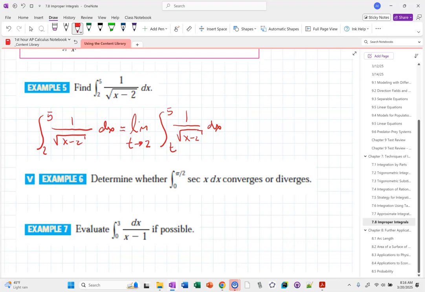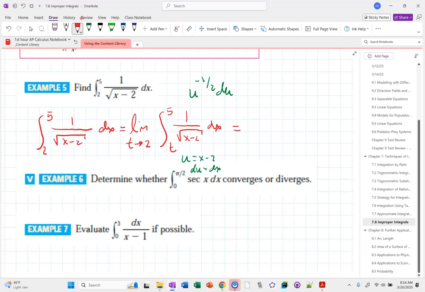Everybody feel okay there? You see why we had to do that? Okay. To do the antiderivative of 1 over the square root of x minus 2, we should do a u sub, right? Where the u is going to be x minus 2, so du is just going to be dx. So really what we're taking the integral of is u to the negative 1/2 du. Everybody feel okay there?